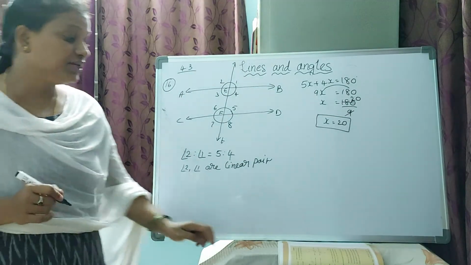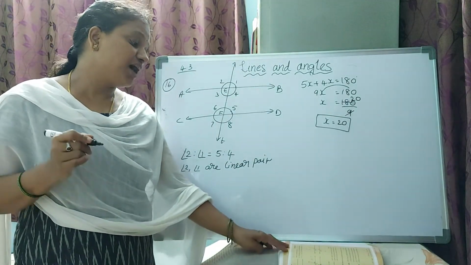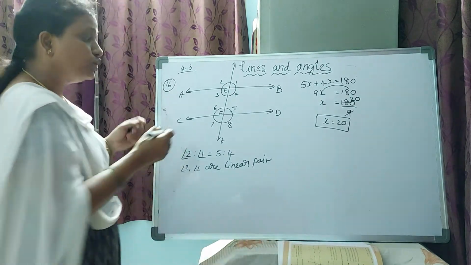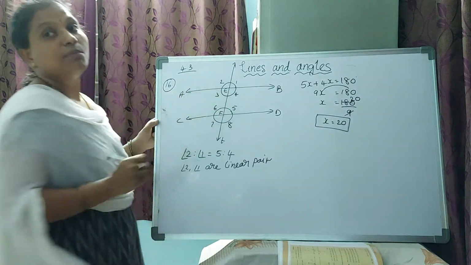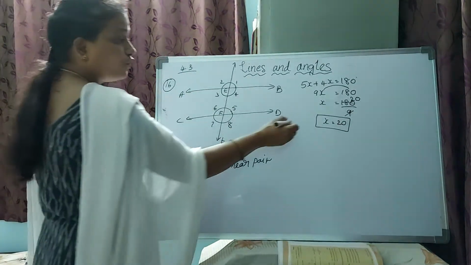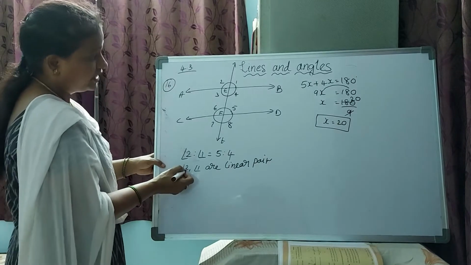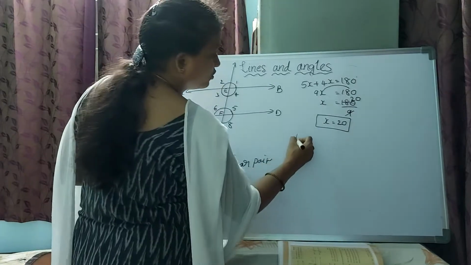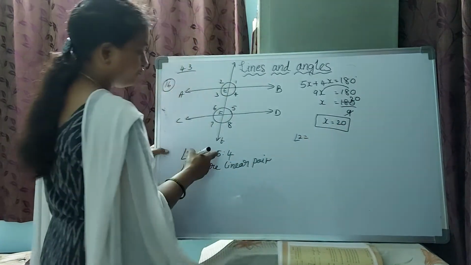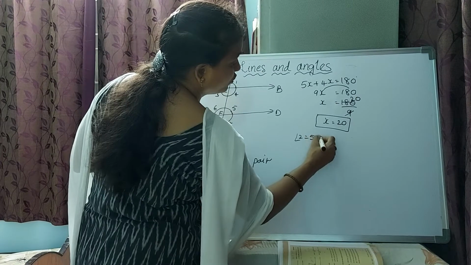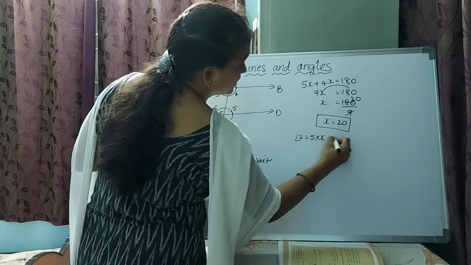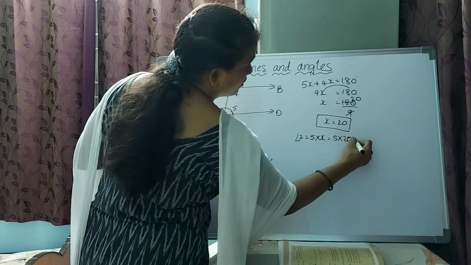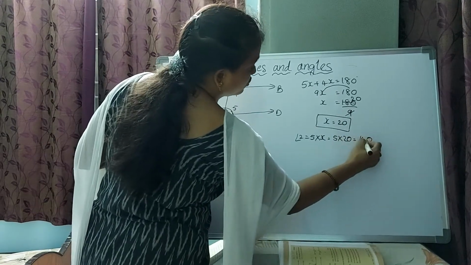But what he asked you is to find the measure of each of the marked angles. So each and every angle we have to find. See, now x is 20, so what about angle 2? Angle 2 is equal to 5x. So 5 into x, 5 into 20. 5 zeros are 0, 5 twos are 10. So 100.